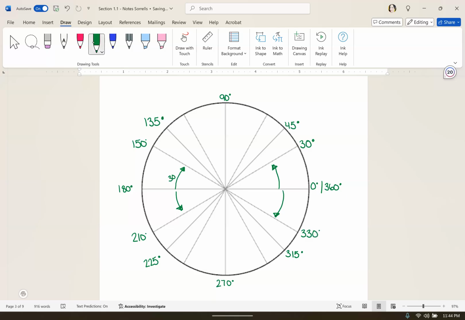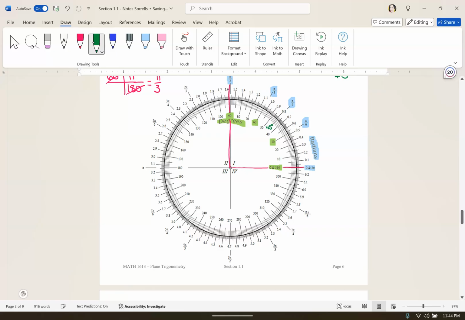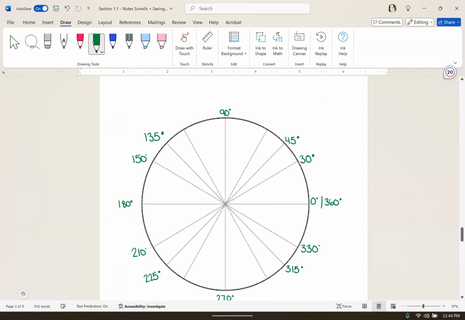Okay. Now, if you want to try this last one on your own, you can. The other last special angle that we're going to learn is 60. So I'm going to put that 60 right here. So I'm going forward 60. So maybe pause the video and see if you can get the other 3.